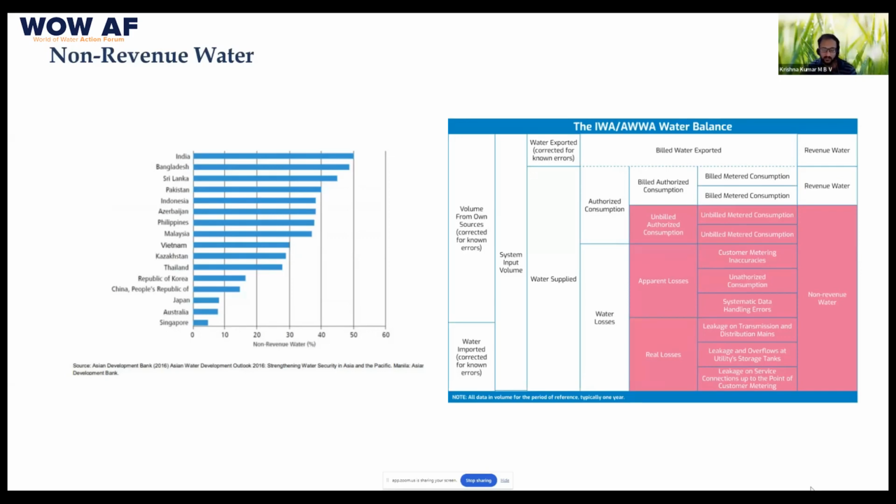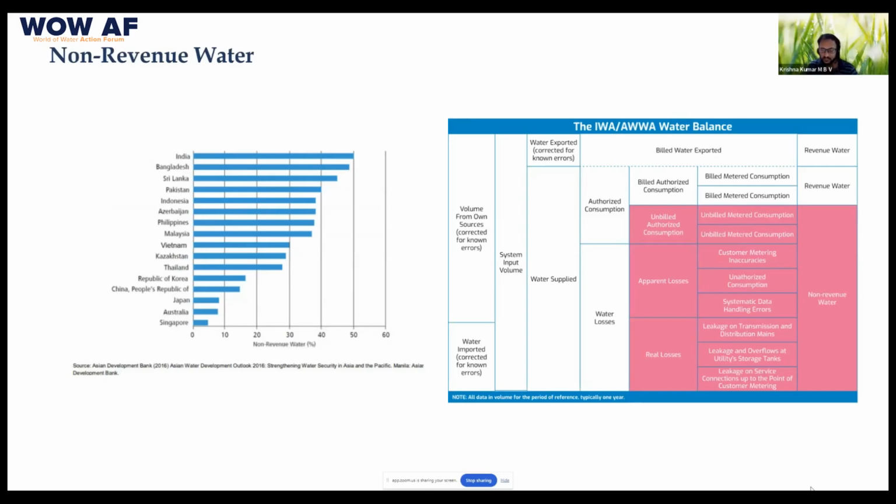Say, for example, you are supplying 100 liters of water. Just for understanding, I'm saying it in liters; otherwise it will all be in MLD. When you are supplying 100 liters of treated water for consumption through the distribution network, if we are accountable for only 50 liters and for the rest you're not getting paid, or you don't know where it goes, that is called non-revenue water.